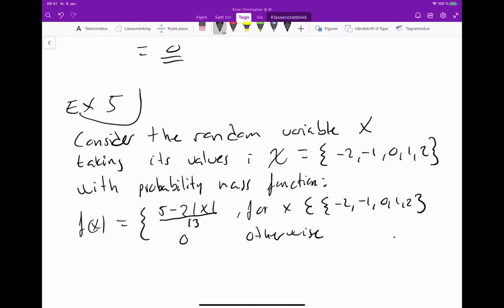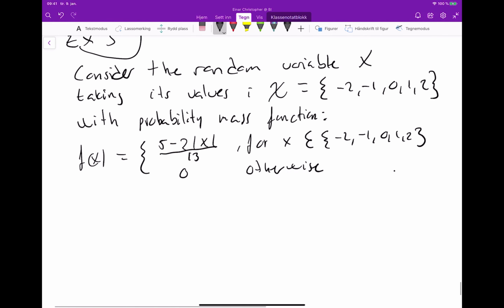Okay. Remember what we mean with the absolute value. It's actually just absolute value of -2 is 2, and absolute value of 2 is 2.